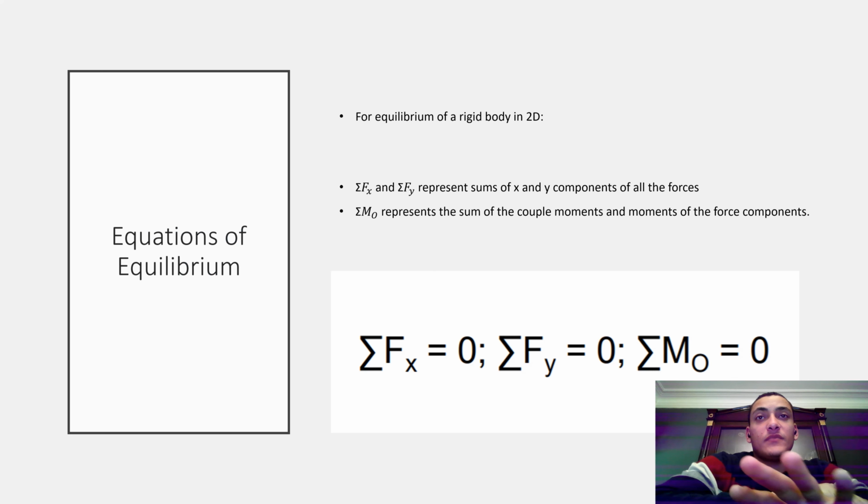So what is the equation for equilibrium? ΣFx and ΣFy represent the sum of the x and y components of all the forces, and that is for a rigid body in 2D. ΣM_O represents the sum of the couple moments and moments of the force components. As you can see provided below, ΣFx must equal 0, ΣFy must equal 0, and the sum of moments about point O must also equal 0.